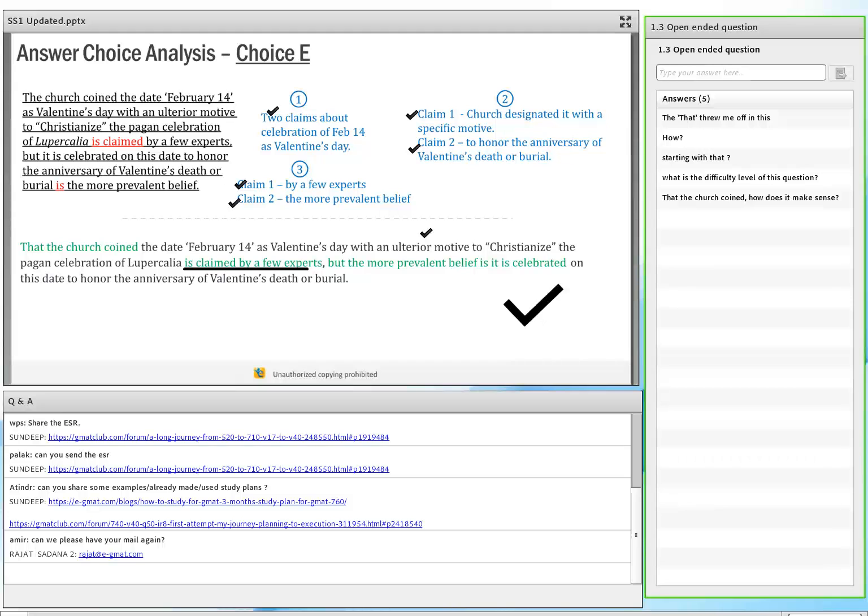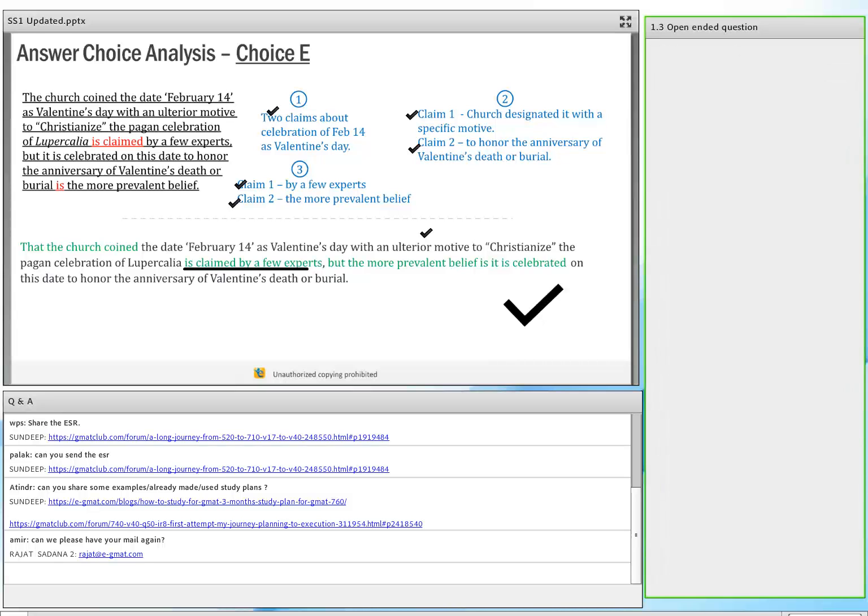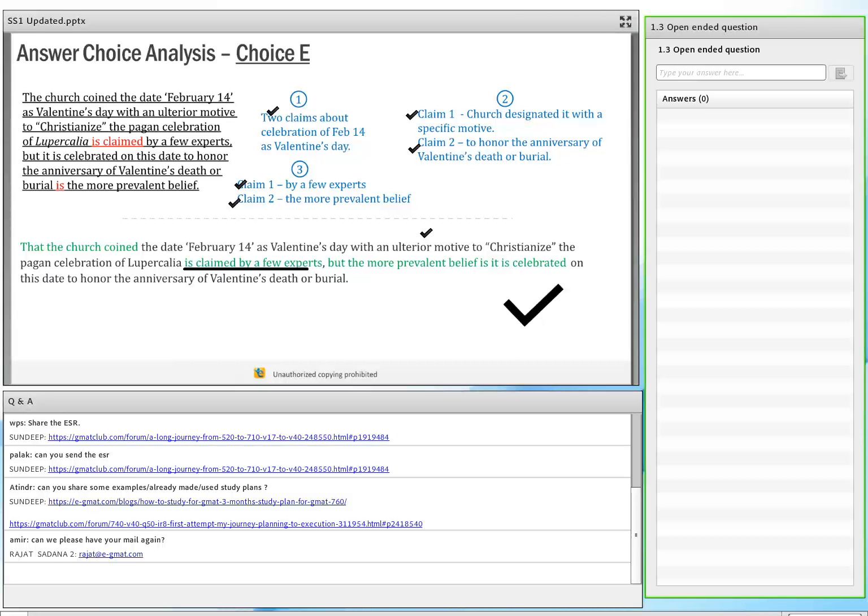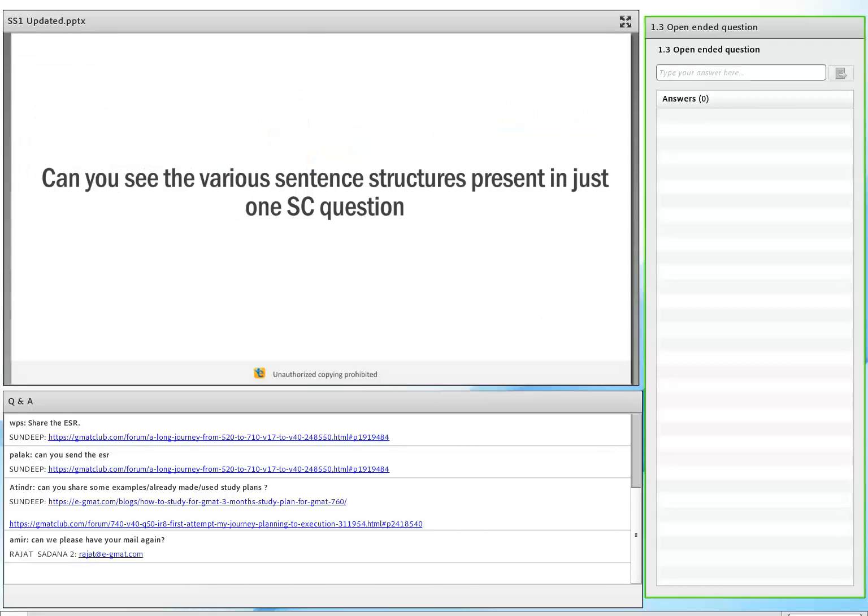GMAT sentence correction is about meaning. Who said a sentence starting with that is wrong? Who says? Tell me one grammar rule that says a sentence starting with that is wrong. Yes.